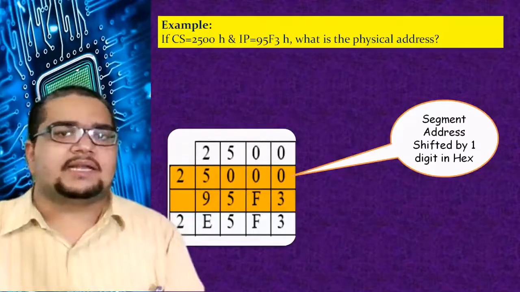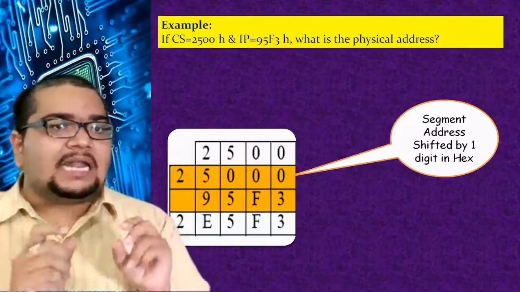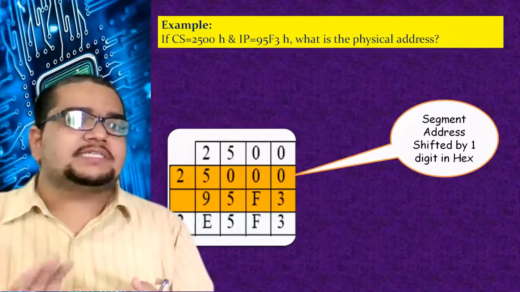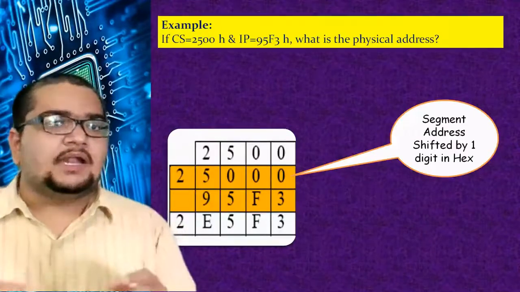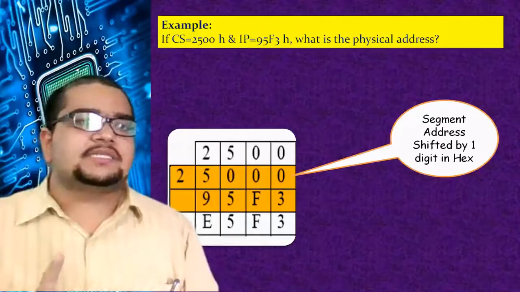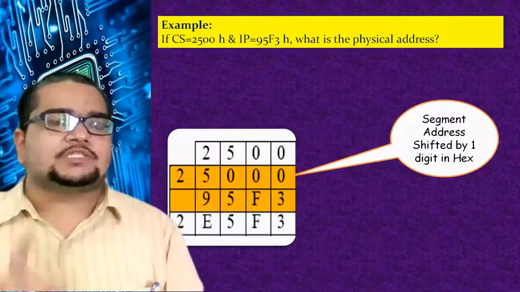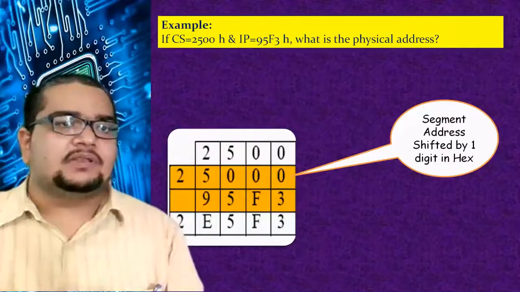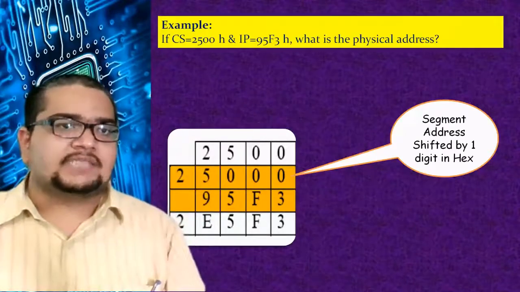This segment address is the upper 16 bits of the actual physical address. The physical address is 20 bits, and leaving the 4 least significant bits, the upper 16 bits are the segment address. Now I multiplied that with 10 in hexadecimal. Remember, 10 in hexadecimal is equal to 16 in decimal, which is the base number of hexadecimal. So I'm multiplying this 2500 hexadecimal with the base number, 16 decimal or 10 hexadecimal, and that number now becomes 25000H.